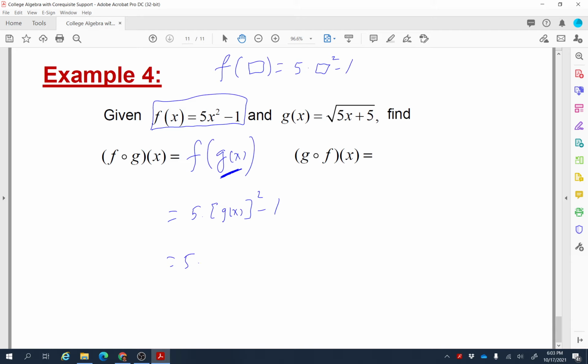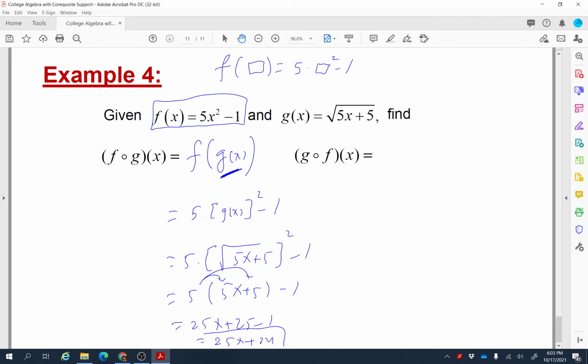So now, finally, we plug the value of g of x, which is the square root of 5x plus 5, whole squared, minus 1. So the square of the square root means they will be cancelled out, and eventually you are going to get this. And now if you distribute 5, it will be 25x plus 25 minus 1, which is 25x plus 24. So that's the composition of two different functions, and that is giving you the brand new function.